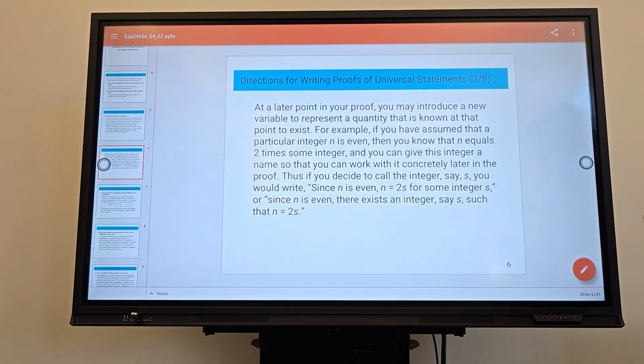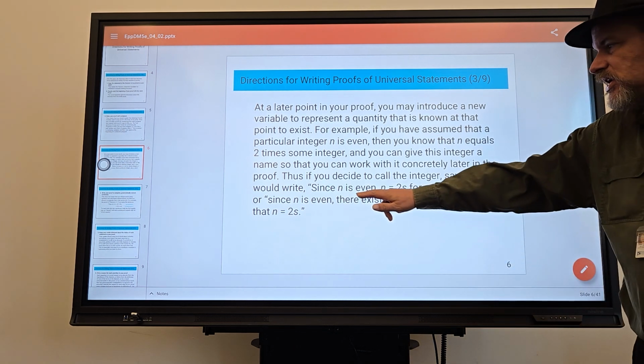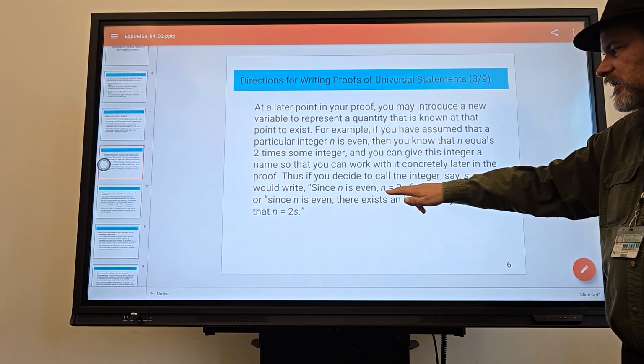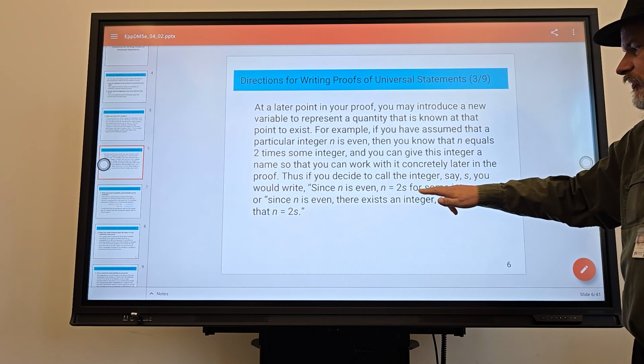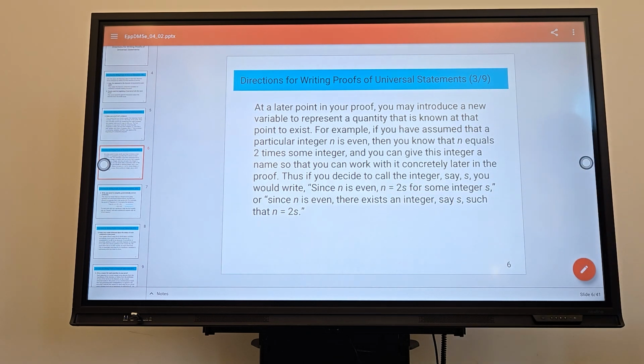At a later point in your proof, you may introduce a new variable to represent a quantity that is known at that point to exist. So you declare n as even. You can write n equals 2s for some integer s. You're declaring in this statement that you're going to be using s, and it is going to be an integer.